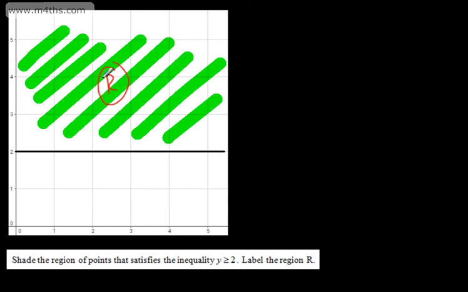If you want to test a point, if you're really not sure if you've chosen the right one, test the origin, 0, 0. The y coordinate here is 0. Is 0 greater than 2? No, it's not, so we don't shade below the line.